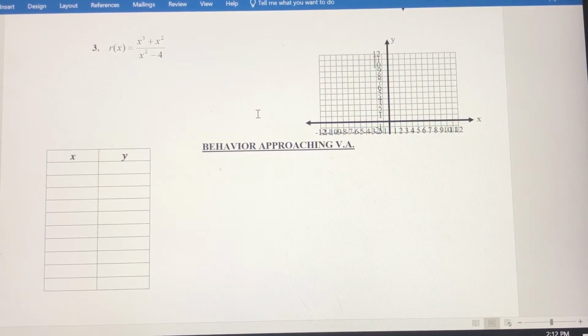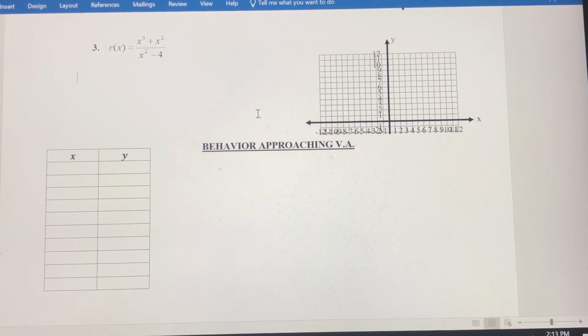Right, so this is the second video on graphing rational functions with slant asymptotes, okay? Remember, we have a slant asymptote if the degree of the numerator is 1 more than the degree of the denominator. And you can tell by looking at this function, the numerator's degree is 3, the denominator's degree is 2, and obviously that's 1 more, okay?